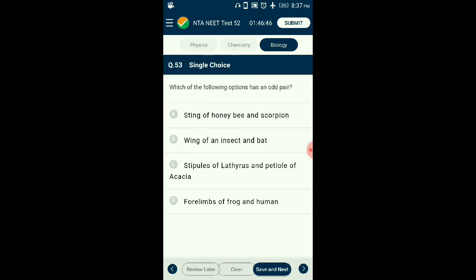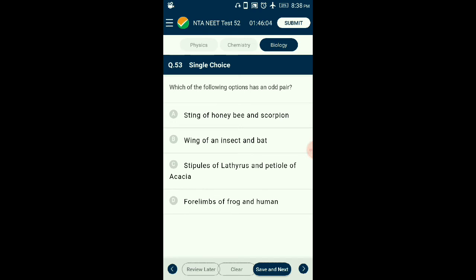Question number 53. Which of the following options has the odd pair? Certain anatomical and morphological similarities are seen in animals of today and those that existed years ago. By interpreting these similarities, one can understand whether the common ancestors were shared or not. The sting of honeybee and scorpion are structurally different but functionally similar. Similarly, the wing of an insect and bat are structurally different but perform the same function of flying, and also stipules of Lathyrus and petiole of Acacia are structurally different but functionally similar.